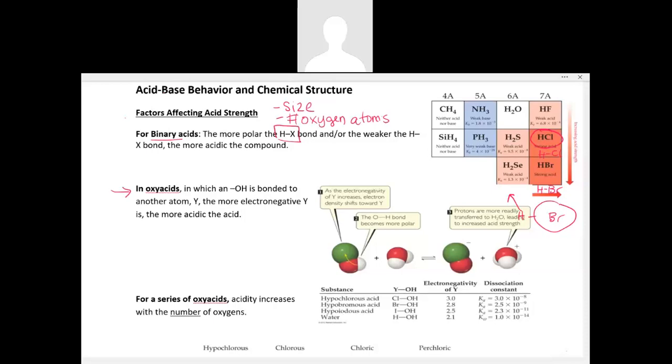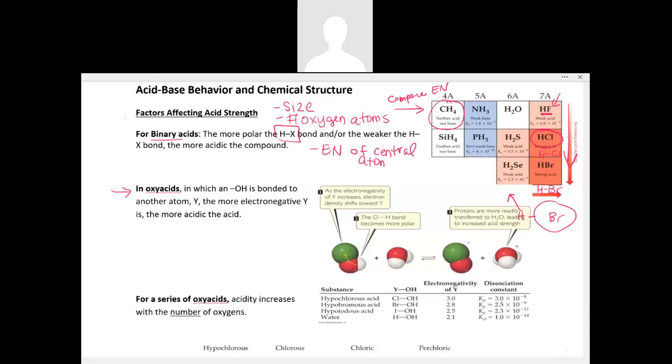And just like we can compare going down a group with atomic size, if all of our other atoms besides hydrogen are in the same period, if they're in the same row, we can compare electronegativity. As they get closer to fluorine here, the most electronegative atom, we're going to see a weakening of those bonds. But methane here is really neither acidic nor basic. So that's one trend. The number of oxygens is another trend. And then always we have to consider the electronegativity of our central atom.